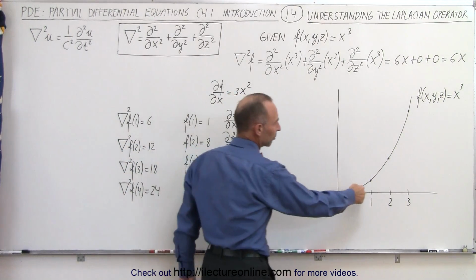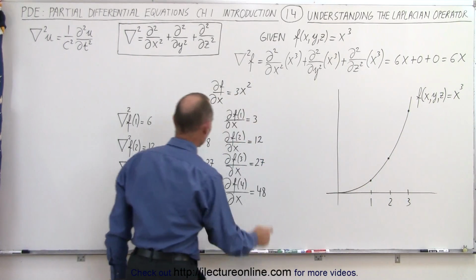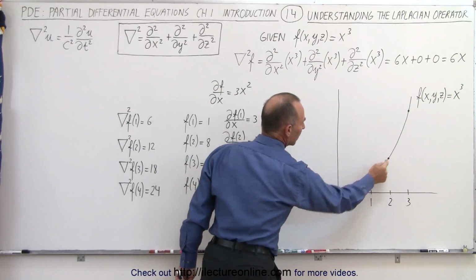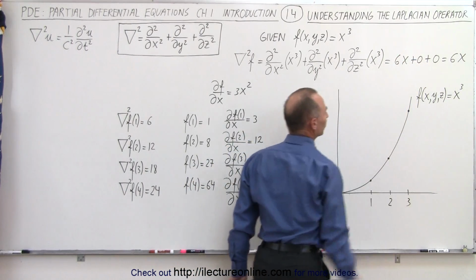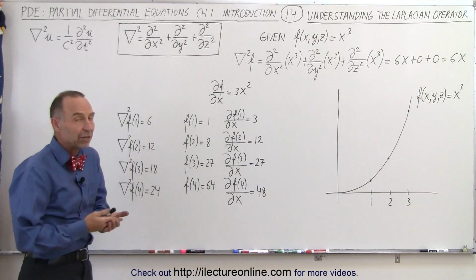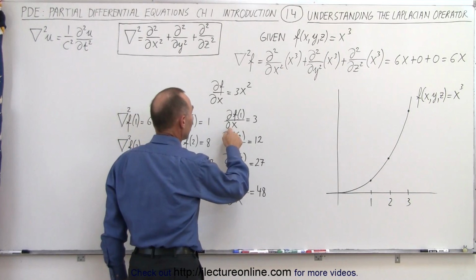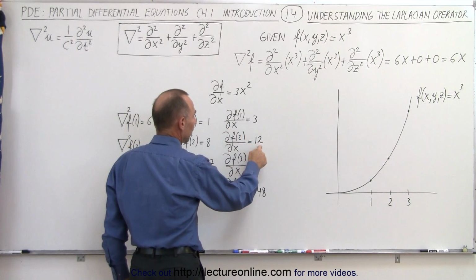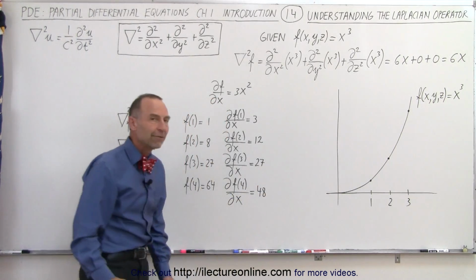We have the points on the graph, so the value of the function here would be equal to 1, the value here would be equal to 8, the value here would be equal to 27, and then the next point, the value would be 64. Now what do we get when we take the first derivative? Well, when we take the first derivative with respect to x, we get 3 for the first point, 12 for the second point, 27 for the third point, and 48 for the last point.